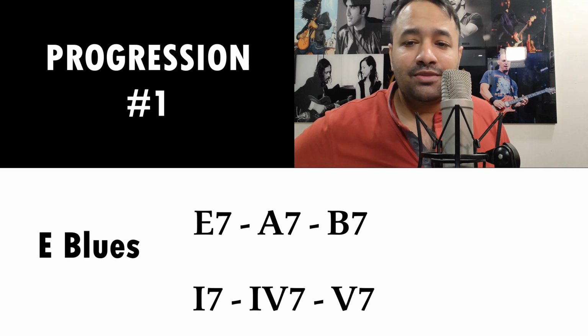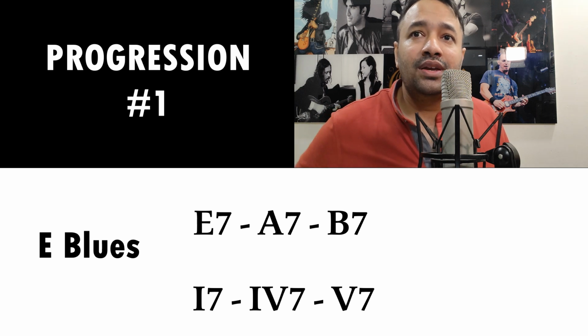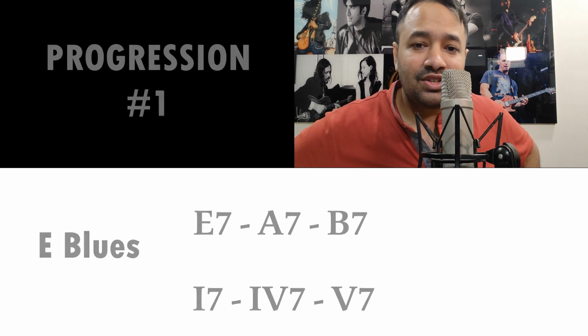So there's only one explanation for this, that is that this comes from the blues. The E blues scale has a 1, 4, 5 chord and we use the 7ths of these chords. So this is a very straightforward analysis for this section.